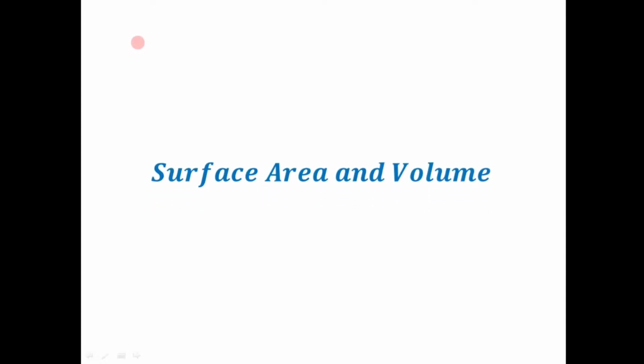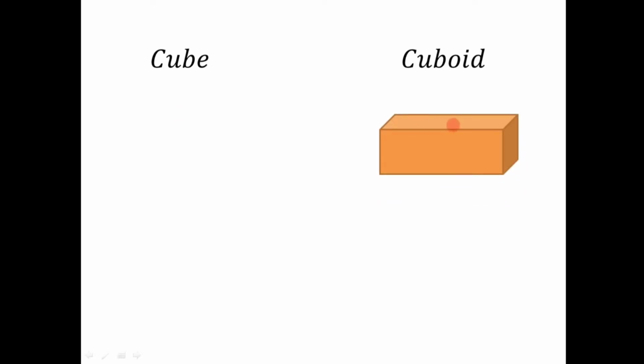Hello friends, today let us try to understand two concepts, surface area and volume, for any three-dimensional diagram. First of all, let us try to understand the difference between these two by having two examples. It is the cube and a cuboid. We are very familiar with these two concepts, cube and cuboid. So these are the two three-dimensional diagrams.